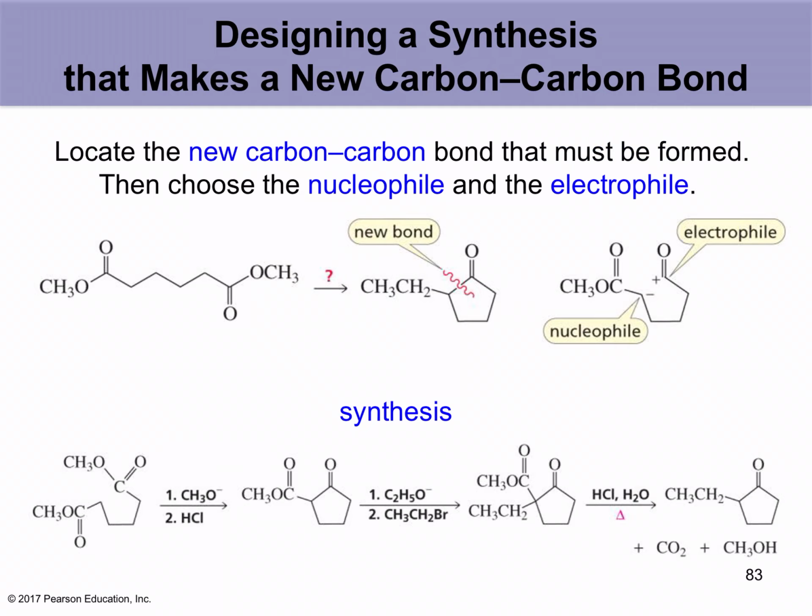Another one. How would you make this molecule from this one? Now again, this is also a diester. Locate the new carbon-carbon bond that must be formed. Then choose the nucleophile and the electrophile. So this could be considered as the new bond that is being formed. So when you break this bond, we can have either nucleophile on this side and the electrophile here.